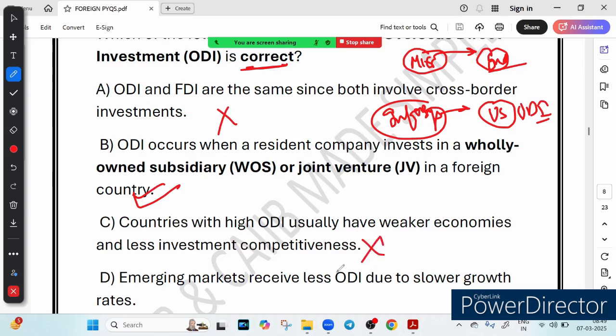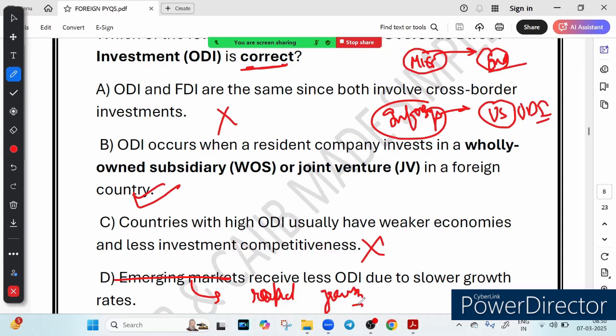Option D, emerging markets receive less ODI due to slower growth rate. So what do you think? Is it correct? This is wrong. This is also incorrect because emerging markets often attract more ODI because they offer rapid growth opportunity, making them attractive for investment. So the correct answer to this question is option B.